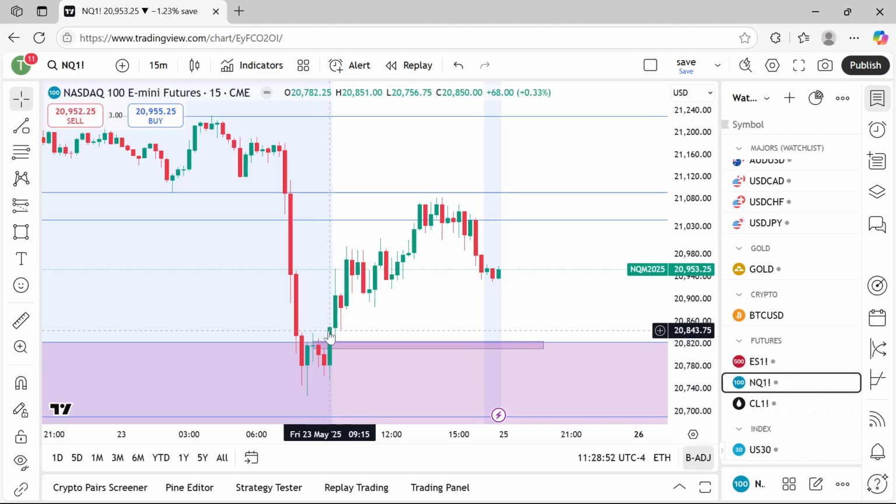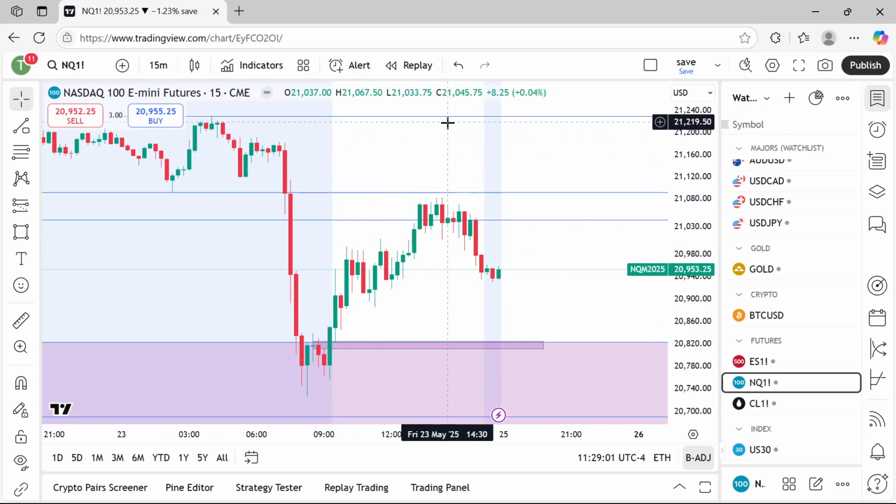You see how that closed above it? It didn't respect that level. It closed above it. You see what I mean? An example of where it did not close above it.